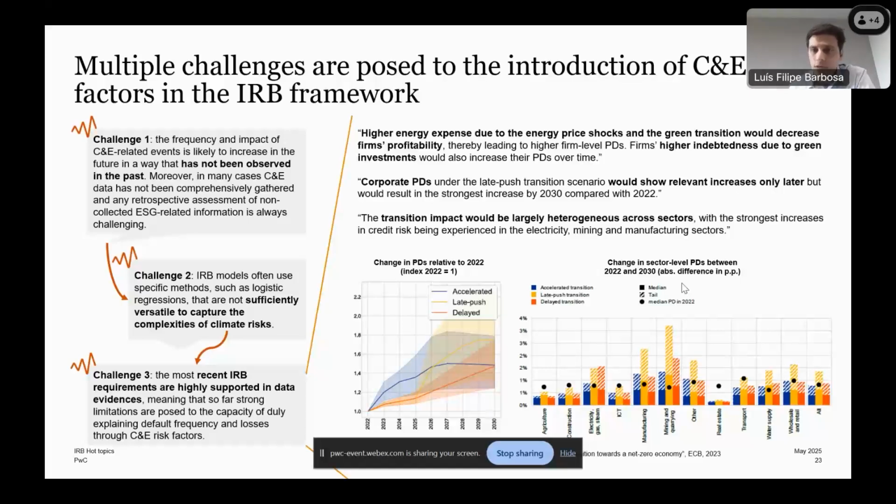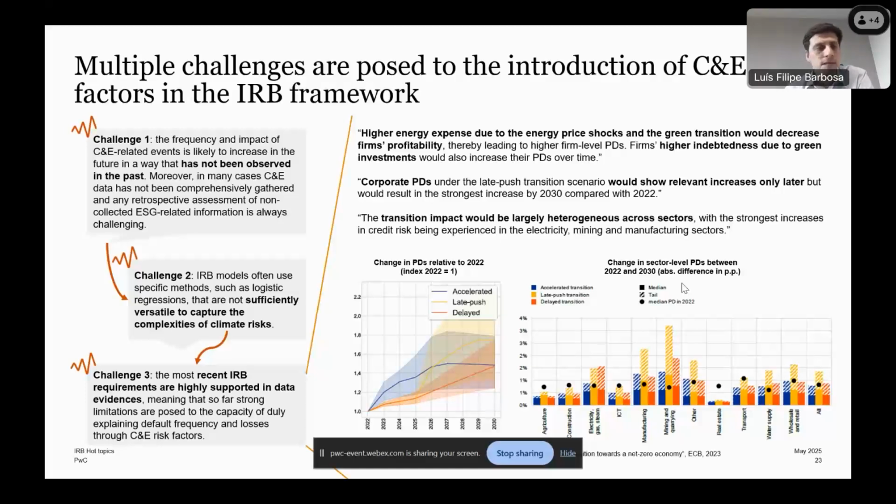On the other hand, here we have several quotes from publications, many of them from the ECB, which is being very active in providing to the public further evidence of the importance of climate and environmental issues. These quotes signal that from a corporate perspective we will have higher energy costs, and a green transition that needs to be funded, and therefore the firm's profitability will be negatively impacted, leading to higher PD at firm level.